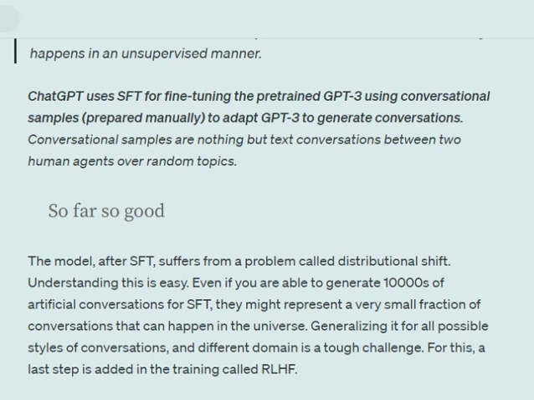If you have used ChatGPT, you would have understood that it has knowledge from every domain. How is it getting that knowledge? Because you can't prepare conversational data which covers each and every domain, each and every talking style as well, right? So it might be the case that the dataset that has been prepared represents a very small fraction of all the conversations that are possible. This is called a distributional shift. To generalize ChatGPT for all styles of conversations and different domains is a tough challenge. That is why the authors came up with the idea of reinforcement learning with human feedback.